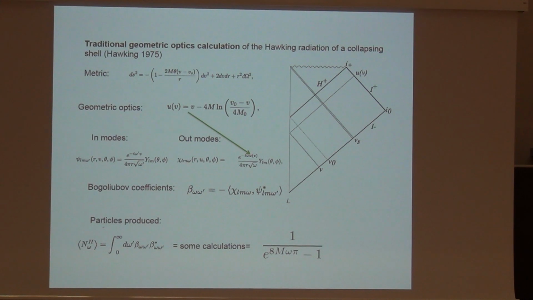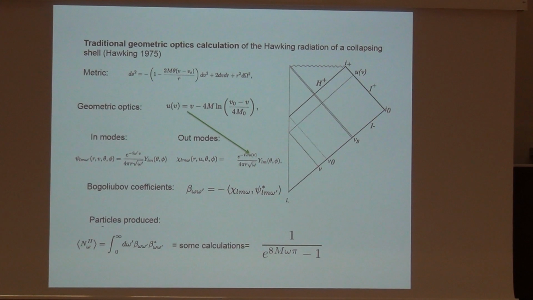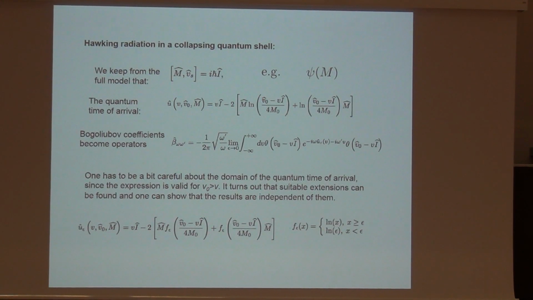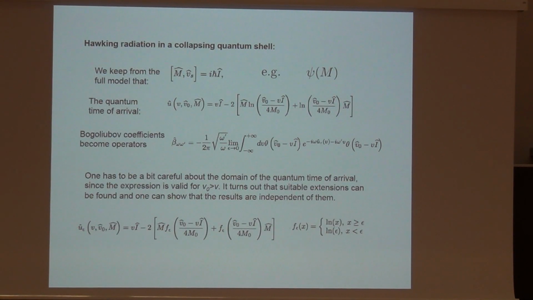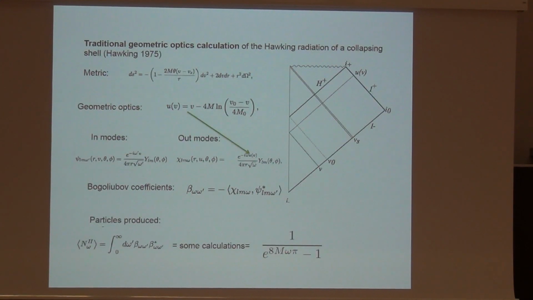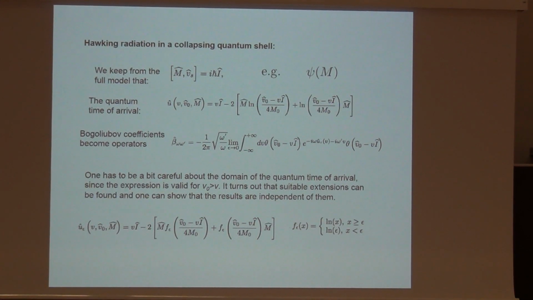So this is the traditional result for the Hawking radiation. The new thing we bring in is that the ADM mass of the space-time and the position at Scri, where you throw in the shell, are canonically conjugated variables. So we're going to promote them to quantum operators operating on a quantum space-time, for instance wave functions of the mass of the space-time. And then the time of arrival formula that we had here becomes an operator relation acting on this quantum geometry. The Bogoliubov coefficients, which normally are numbers, become operators operating on the quantum geometry.